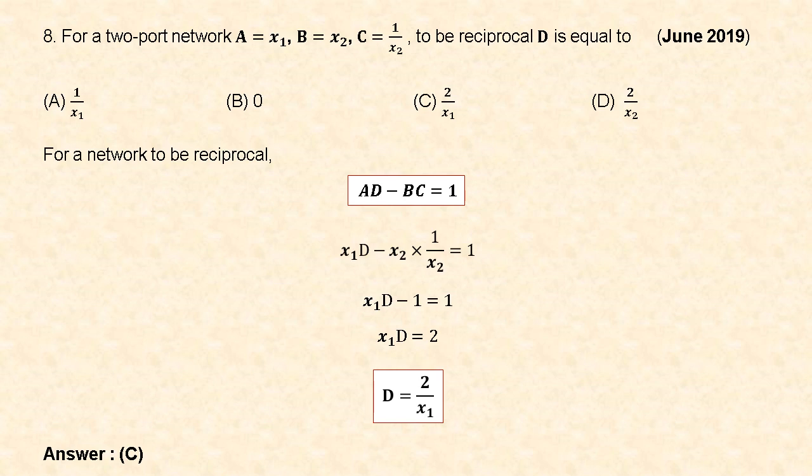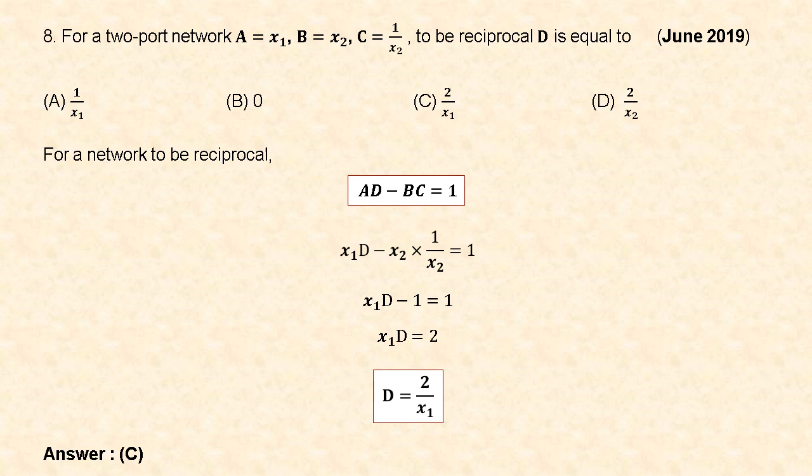Next question. This question was asked in June 2019. For a two-port network, A is equal to x1, B is equal to x2, C is equal to 1 by x2. To be reciprocal, D is equal to option A 1 by x1, option B 0, option C 2 by x1, option D 2 by x2.